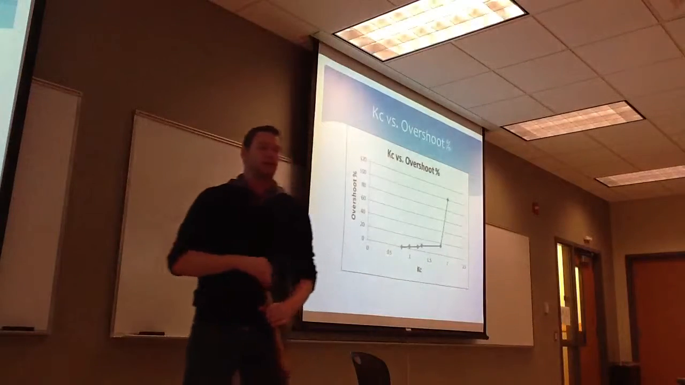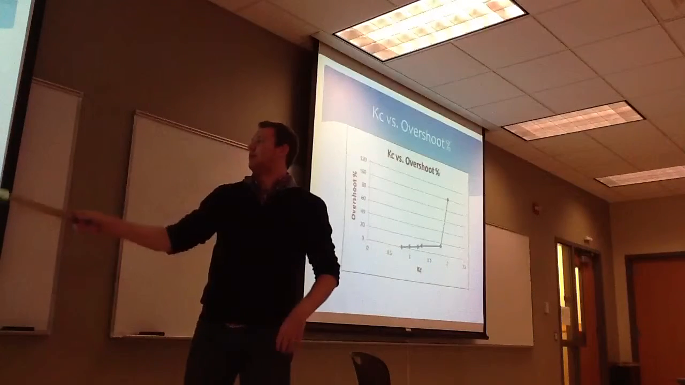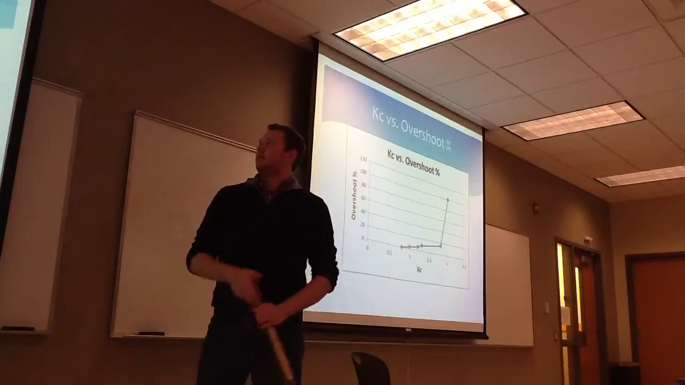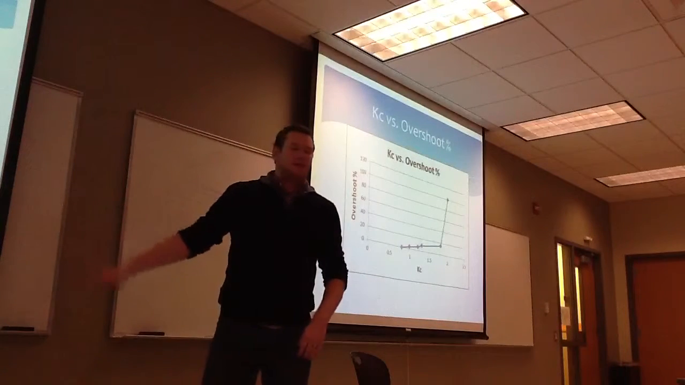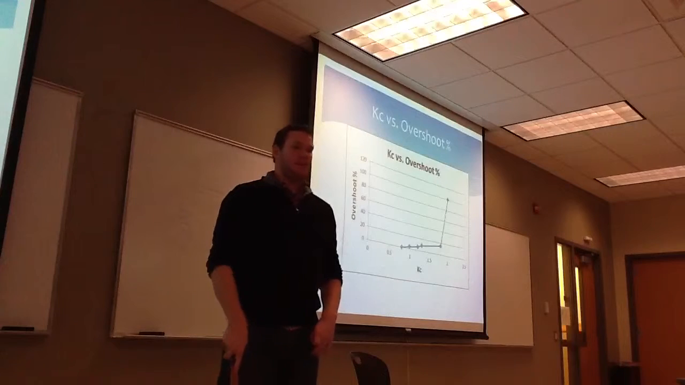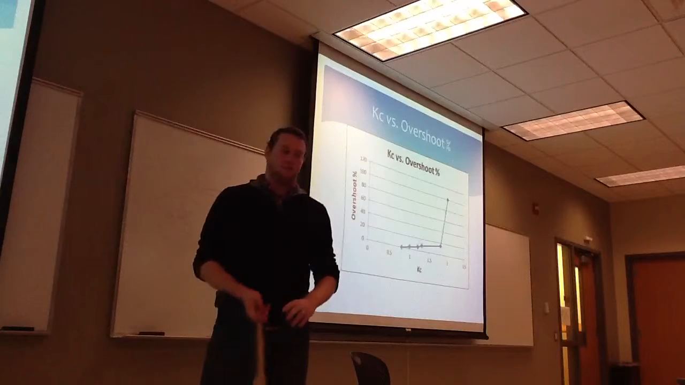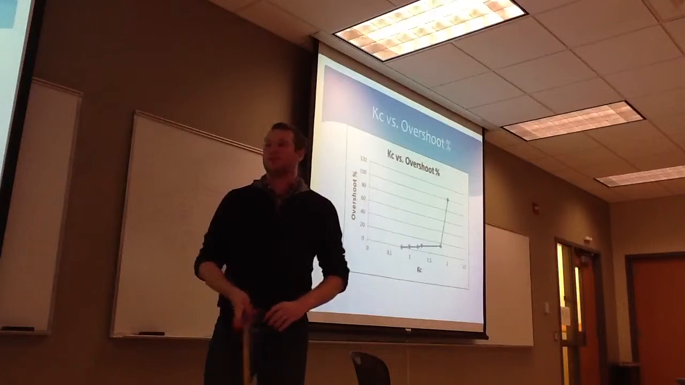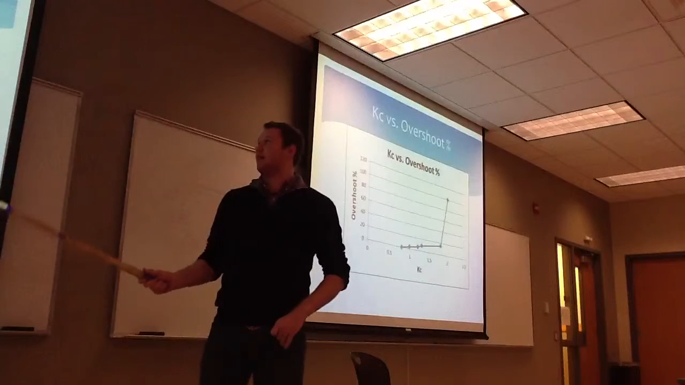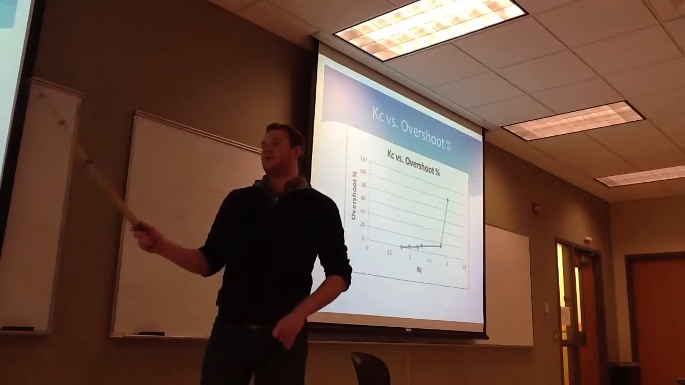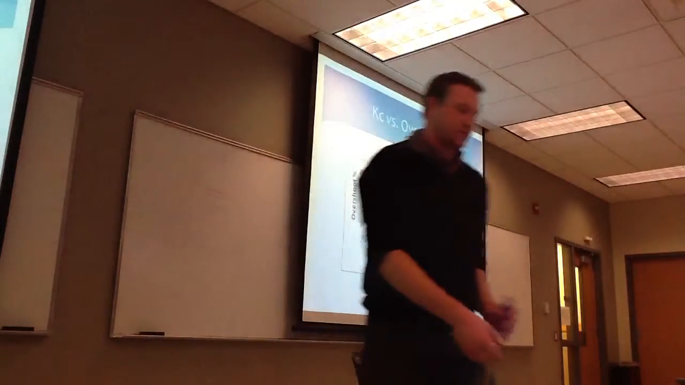The overshoot percent versus the KC went up, and the purpose of this was to determine that as your KC goes up, by choosing your KC value, you can either choose to have a smaller amount of offset and a larger overshoot, or a smaller overshoot and a larger offset.